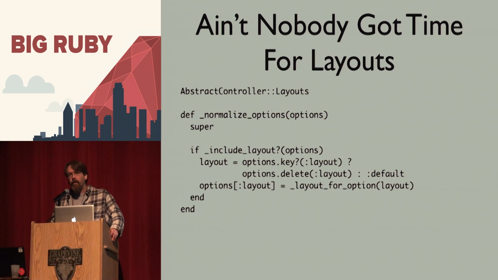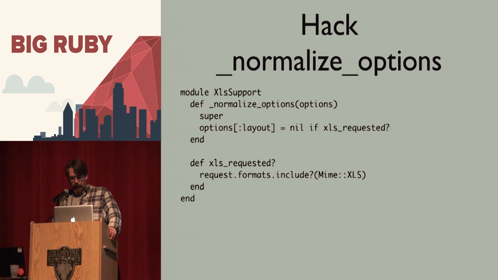One, you probably don't want your layouts shown in your spreadsheet, although technically Excel does a decent job of doing that if you want some ugly-looking headers and footers. But in this case, we don't, so we need to override the normalize options of the abstract controller layouts module, and doing that, undo the work of finding your layout by assigning nil to that if this is an XLS request.